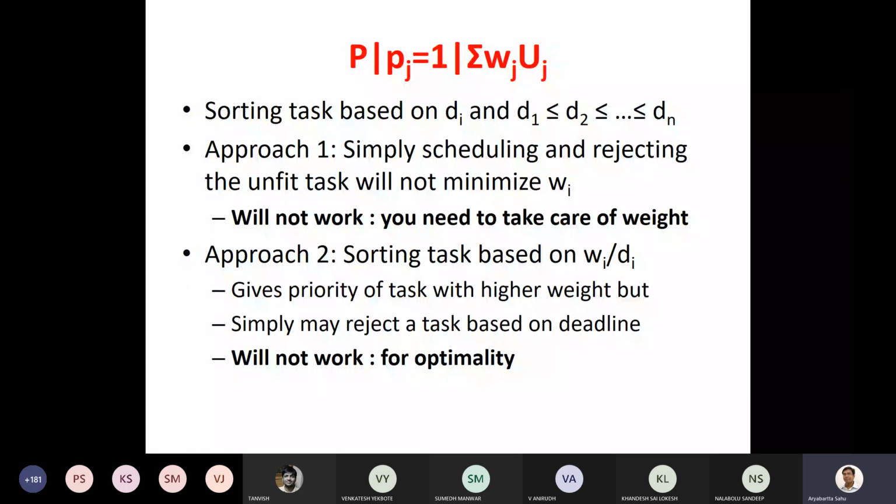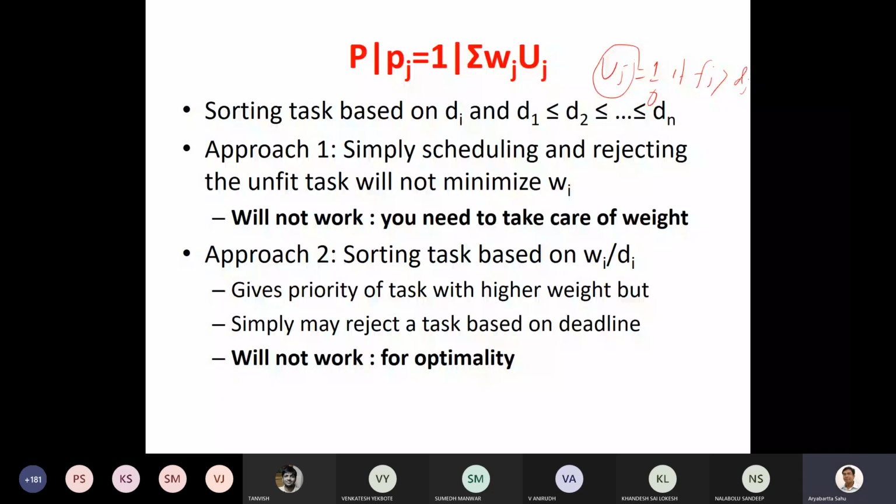So Uj is equal to 1 if Fj is greater than Dj, otherwise it will be 0. If Uj is equal to 1, that means the task missed. And what we want to minimize is the summation of weighted missed tasks.